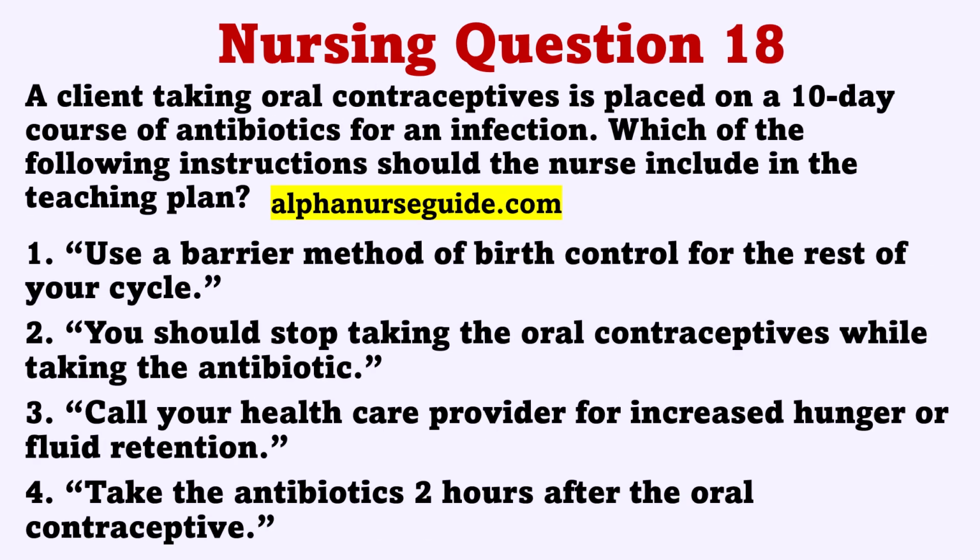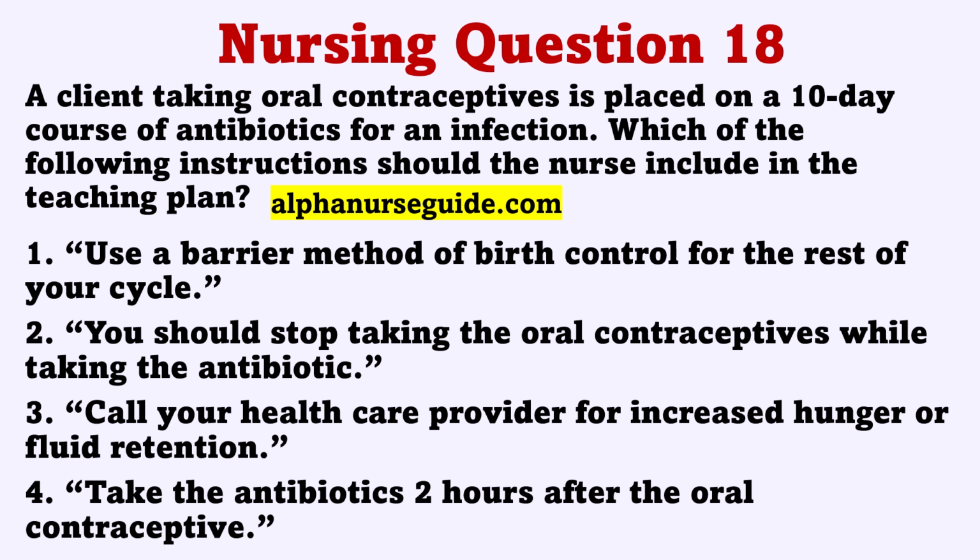A client taking oral contraceptives is placed on a 10-day course of antibiotics for an infection. Which of the following instructions should the nurse include in the teaching plan? 1. Use a barrier method of birth control for the rest of your cycle. 2. You should stop taking the oral contraceptives while taking the antibiotic. 3. Call your healthcare provider for increased hunger or fluid retention. 4. Take the antibiotics 2 hours after the oral contraceptive.